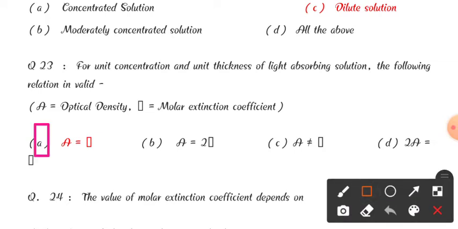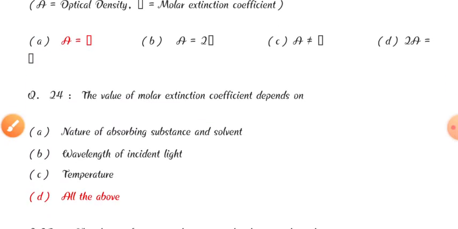Okay, now next question friends, question number 24. The value of the molar extinction coefficient depends on all of the above, that means nature of absorbing substance and solvent, wavelength of incident light and temperature.